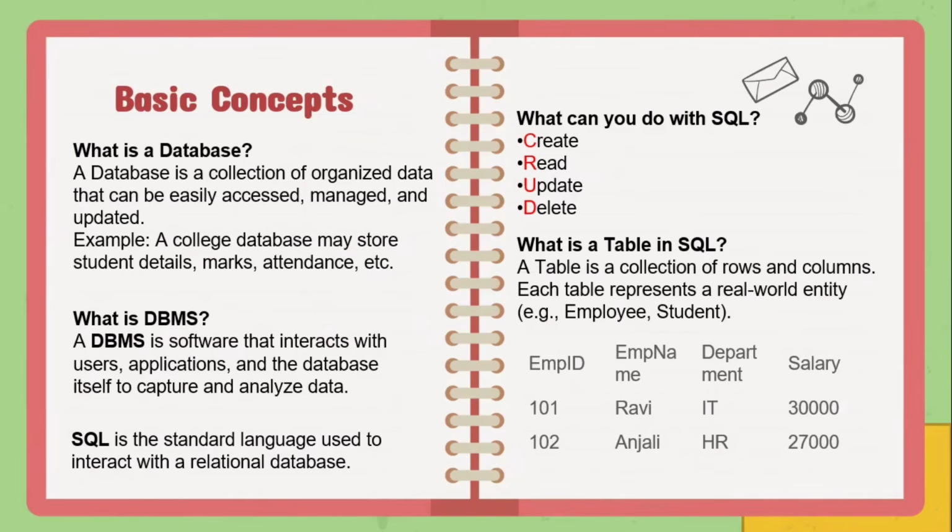Now, what is a table in SQL? A table is a collection of rows and columns, and each table represents a real world entity. For example, employee and student. So here we are demonstrating a table of employee. Here you can see the employee ID, which is unique for each and every employee. So that's why we call this employee ID a primary key. Then employee name, then department, then salary.